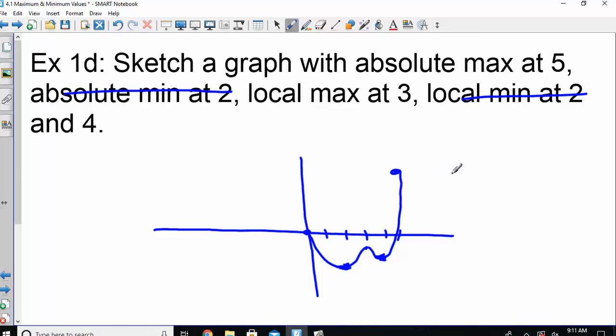Now, could it keep going past my 5? It would have to at least turn back the other way. Absolute maxes can be endpoints, so that's okay that it is. My suggestion on these is when you finish your graph, just read back through the requirements and make sure your graph meets all of those, because there are lots of correct answers that we could draw here. Any questions there?